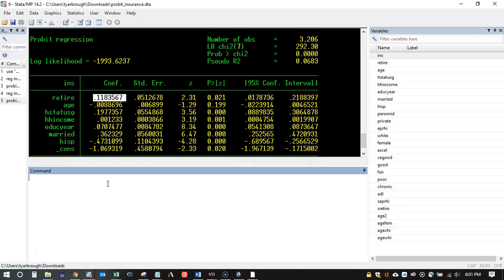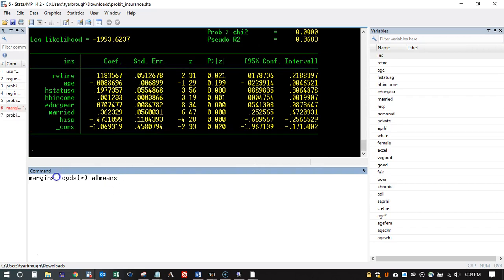All right, and the command to use this, again, is called the margins command. Now it's important that you run the margins command immediately after you run either the Probit or the Logit. Once you move on to that regression, you can't come back and then run a margins command after that. It has to be immediately afterwards.